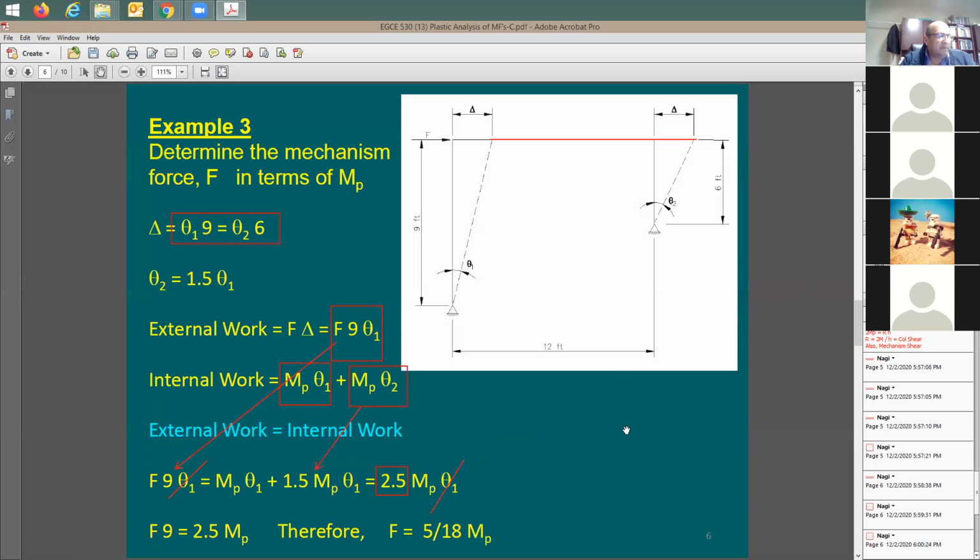What do you end up with? You're going to say here F times 9, right? So it's going to be 9F equals 2.5 MP. Makes sense? I can clean it up a little bit. It's going to be 2.5 divided by 9, which means F equals 5/18 times MP. And with that, I'm done with the mechanism force in terms of MP.